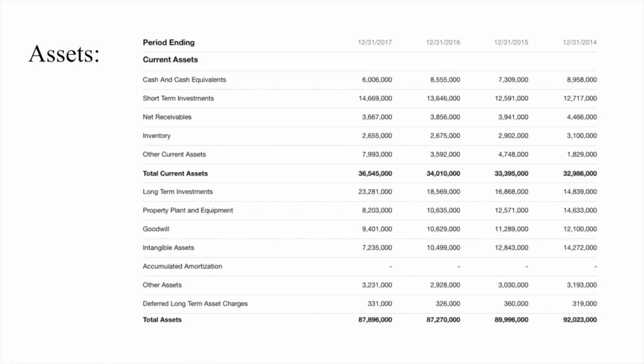Now, that basically covers most of the assets. There are other assets, like deferred long-term asset charges, less significant parts of it, but those are the key terms you want to look at right away. You don't really need to know all of them by heart. You just need to be able to look at goodwill, especially look at cash and cash equivalents, as well as the inventory, and intangible assets could be important.